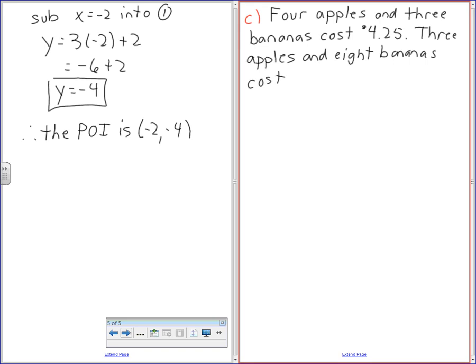Cost $7.50. Find the cost of 1 apple and 1 banana.